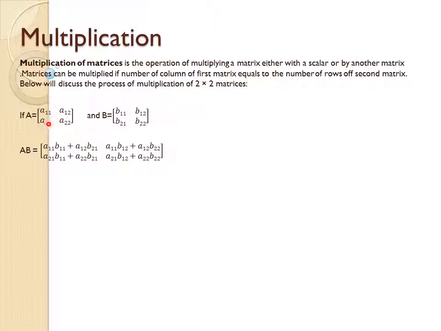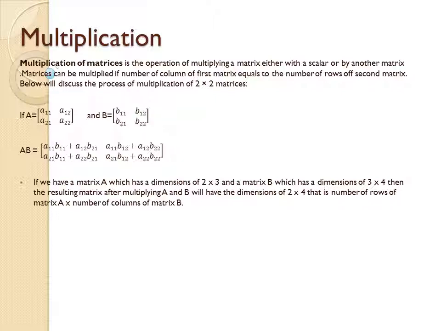Second row means A21 B11 plus A22 B21. And the fourth element, how? The second row with the second column. So A21 B12 plus A22 B22. These things you have to remember. Here the rows are multiplied with the columns.